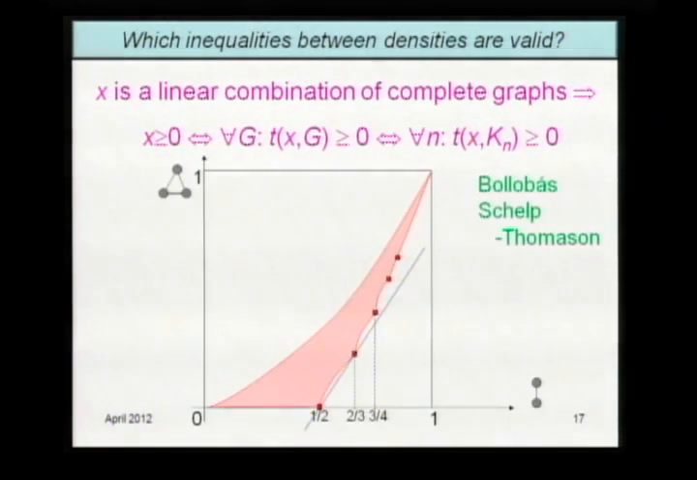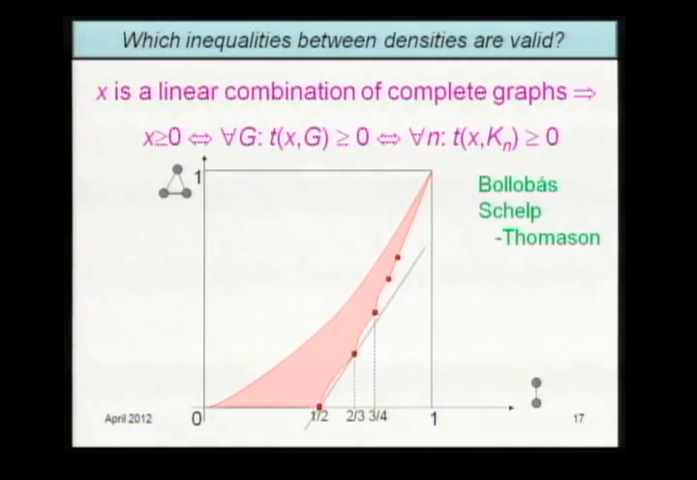So, for example, the fact that everything is above these chords, if you recall, follows because the line of this chord represents a linear inequality between edge density and triangle density. Complete graphs are exactly those special red points for these two parameters, and therefore it follows that since this line respects all the red points, all the other points are also above it.